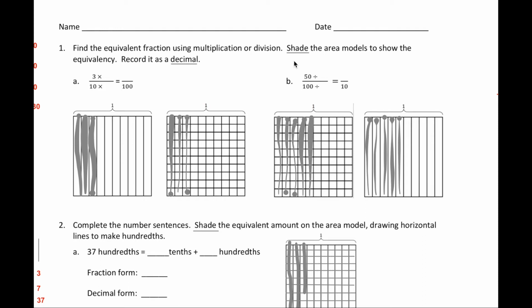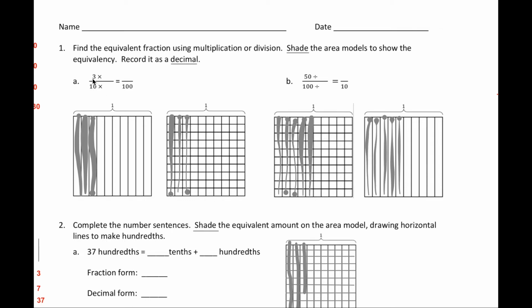Alrighty, we're going to start with number 1. It says find the equivalent fraction using multiplication or division. Shade the area models to show the equivalency. Record it as a decimal. Okay, so here we're going to multiply.